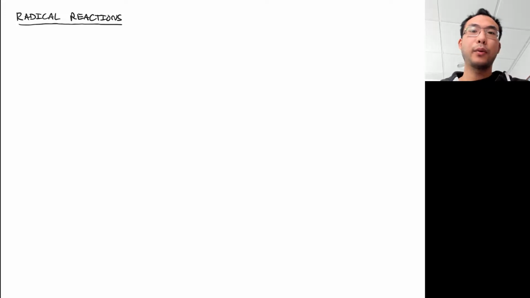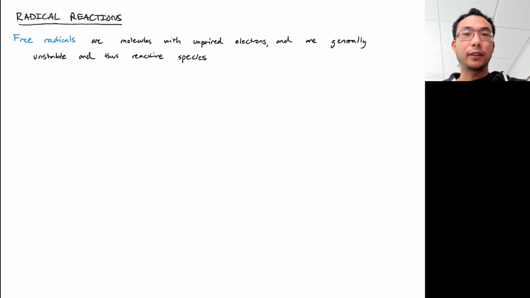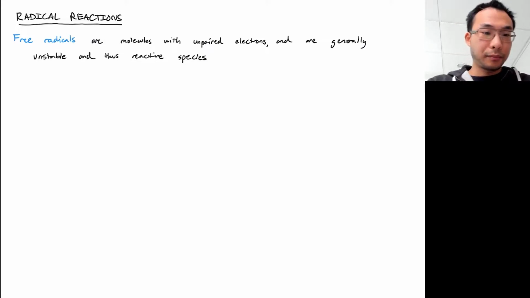In this video, we will learn about organic reactions that involve free radical intermediates. So to start off, we should define what free radicals are. Free radicals are molecules that have unpaired electrons. And generally, because these electrons are unpaired, these molecules are very reactive.